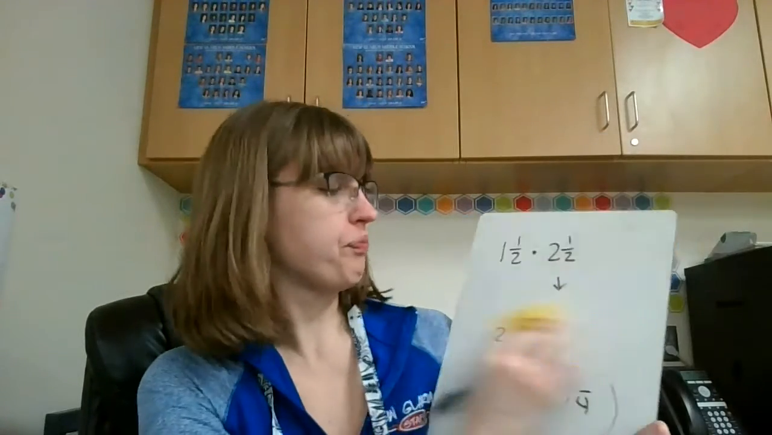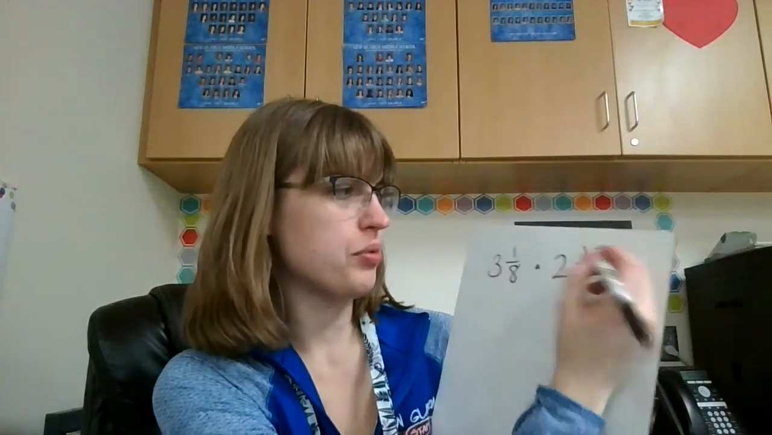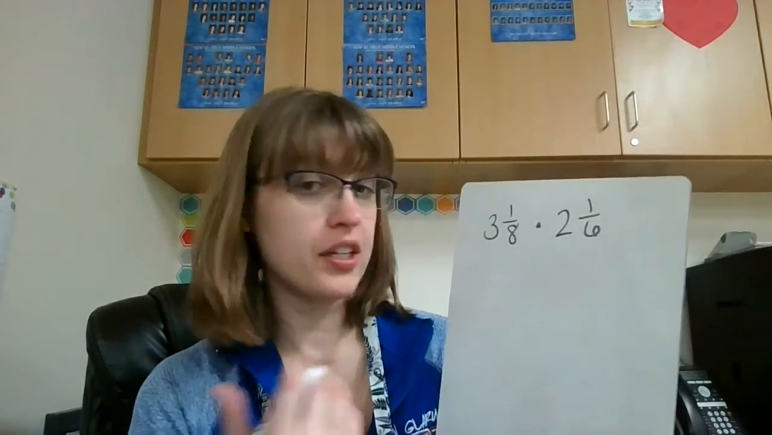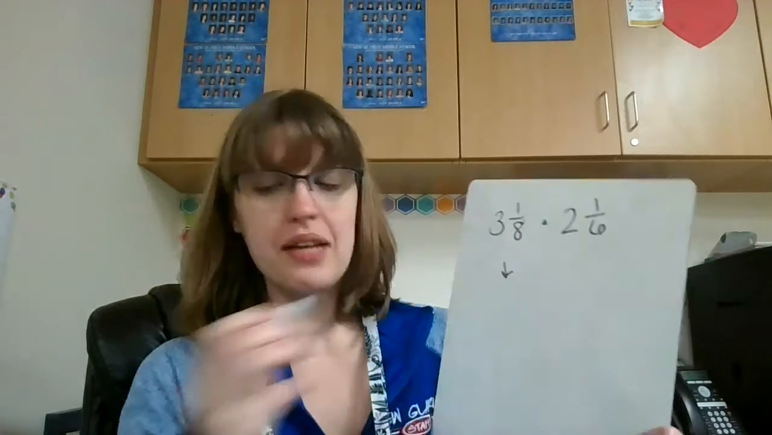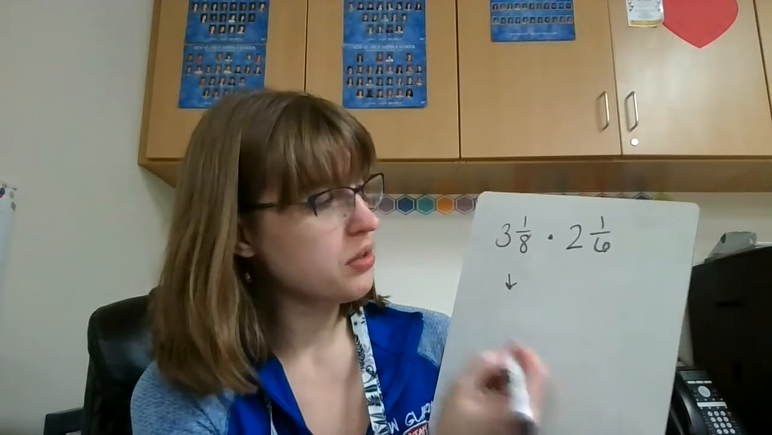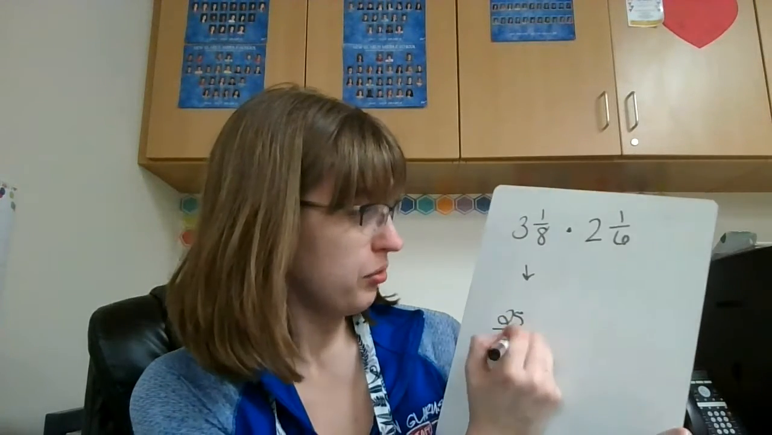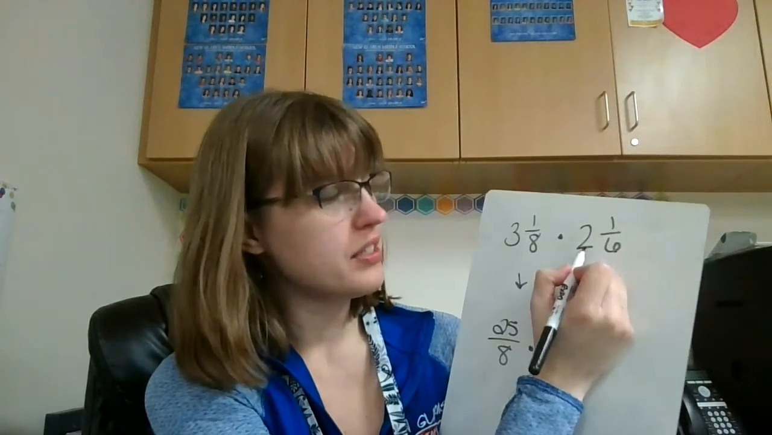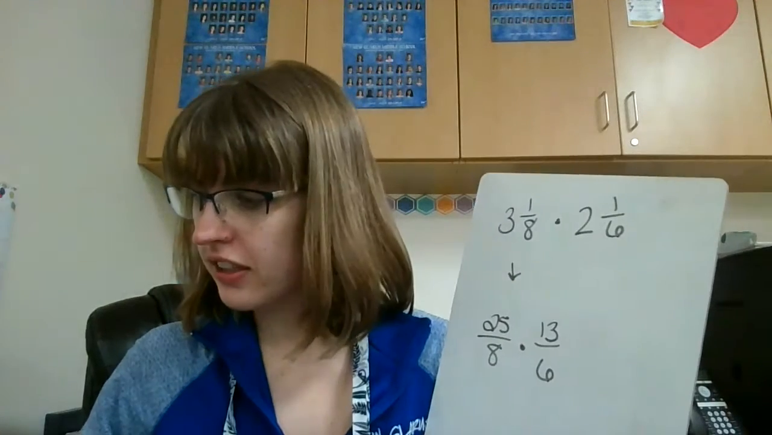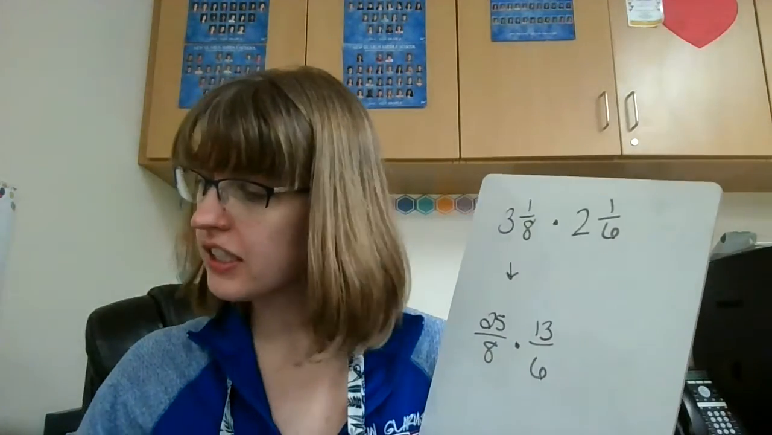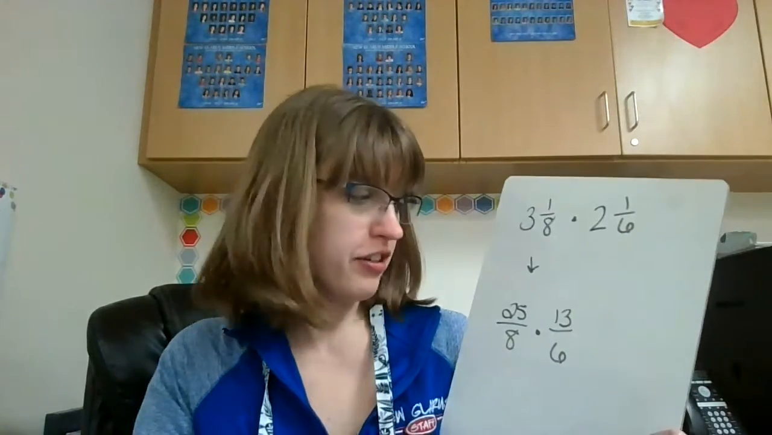One more for good measure. Let's do 3 1/8 times 2 1/6. Why not? First thing, change it to improper. 3 times 8 is 24 plus 1 more, 25/8. 2 times 6 is 12 plus 1 is 13. I'm going to use my calculator. 25 times 13 is 325.